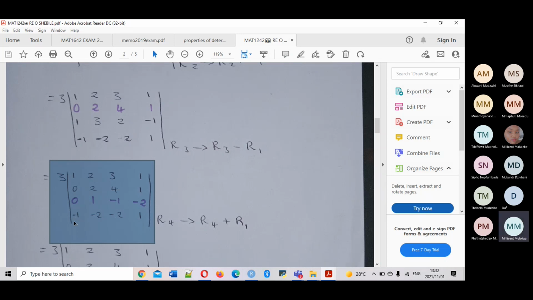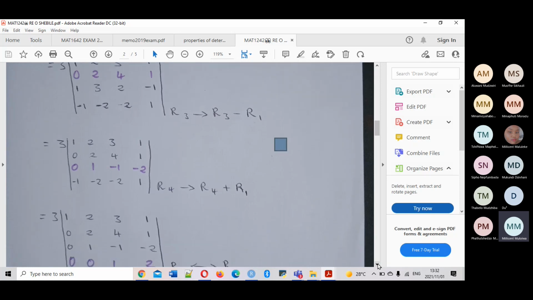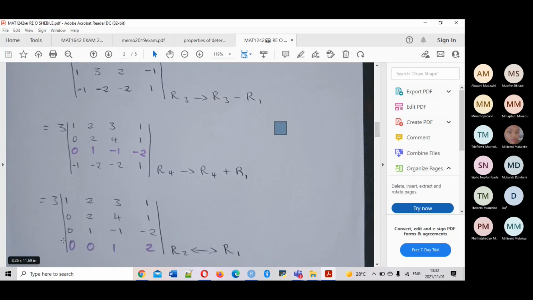In order for us to have 0 here, we are going to say row 4 is given by row 4 plus row 1. We don't focus on other numbers, but we focus on this one that we have to change it to be 0. So this one, row 4 plus row 1, here it means we get 0. Then we're going to have something like this. We're going to have those numbers. You guys will press your calculator to verify whether what we wrote is correct or not.